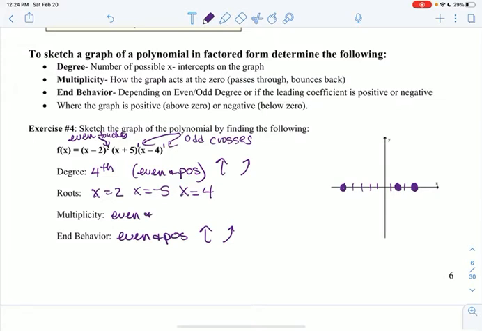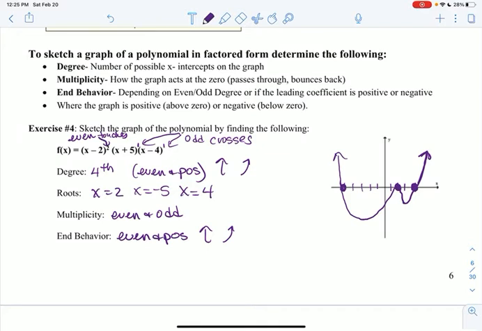The ones that are odd go through. All right, and we already know that the end behavior is going to look like this. It's going to be going up in both directions. The ones that are odd are going through, and this one is even right here, it's just touching. So I'm going through at -5. I'm just going to touch at 2. So I'm touching and bouncing back, and then I'm going through at 4.